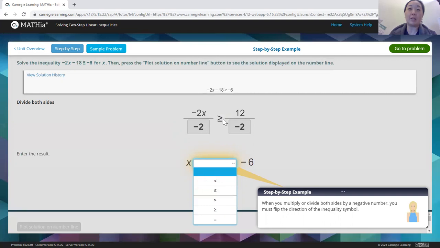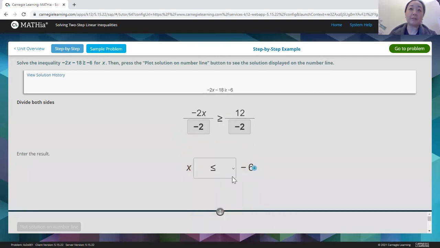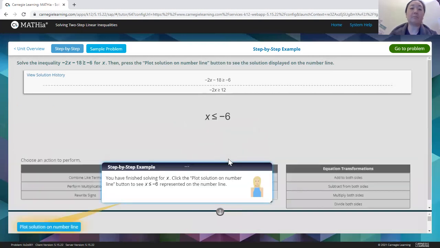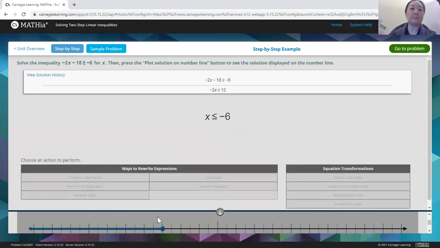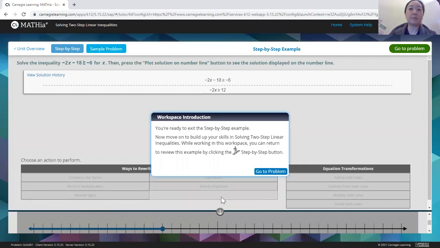So instead of being a greater than here, we're going to go to the less than, the one that's flipped, right? And I'm just going to press, oop. And then you have finished solving for x. Click the plot solution on number line button to see x is less than or equal to -6. Okay, so I'm going to click on that. And I'm going to just use this.